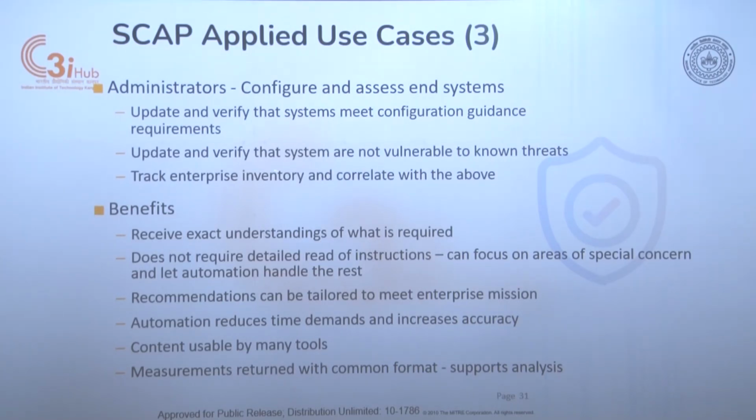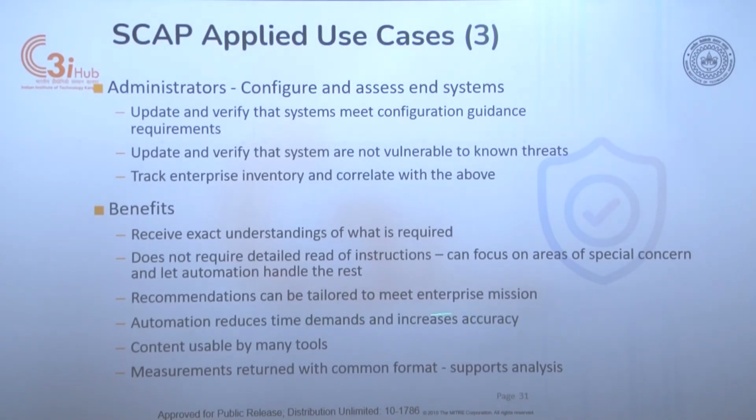And they can also check for vulnerabilities by running the OVAL checks, and then they can track the enterprise inventory and correlate with the above. So, which assets have all these vulnerabilities. So, the benefits, of course, are that administrators, as I said, do not have to use their own brain to understand what configuration needs to be done. This is part of the benchmark. It does not require a detailed read of instructions, because it is basically automated.